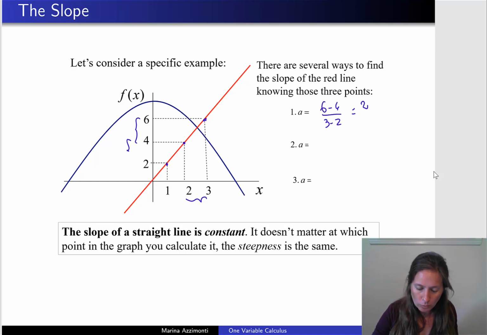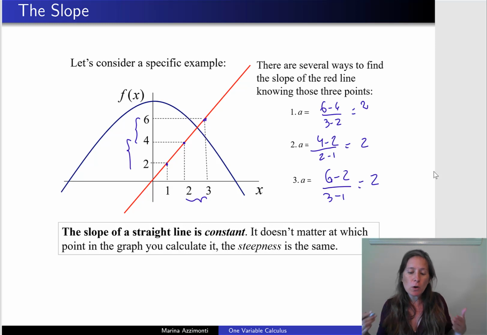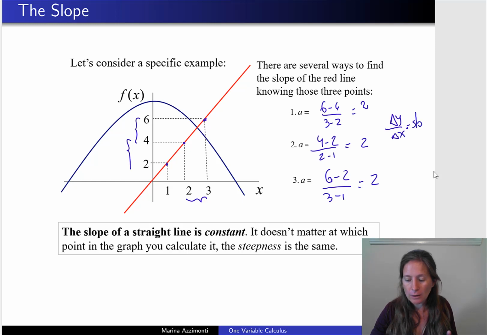You can also do 4 minus 2 over 2 minus 1. This is also equal to 2. Or you can do 6 minus 2 over 3 minus 1, which again is going to be 2. So when you are thinking about a straight line, the slope is always going to be a constant. It doesn't matter where you compute it or which points you are using or how far away these points are from each other, as long as you do the change in y over the change in x, you are going to get the same value for the slope. So it's pretty straightforward. In other words, the steepness is the same.